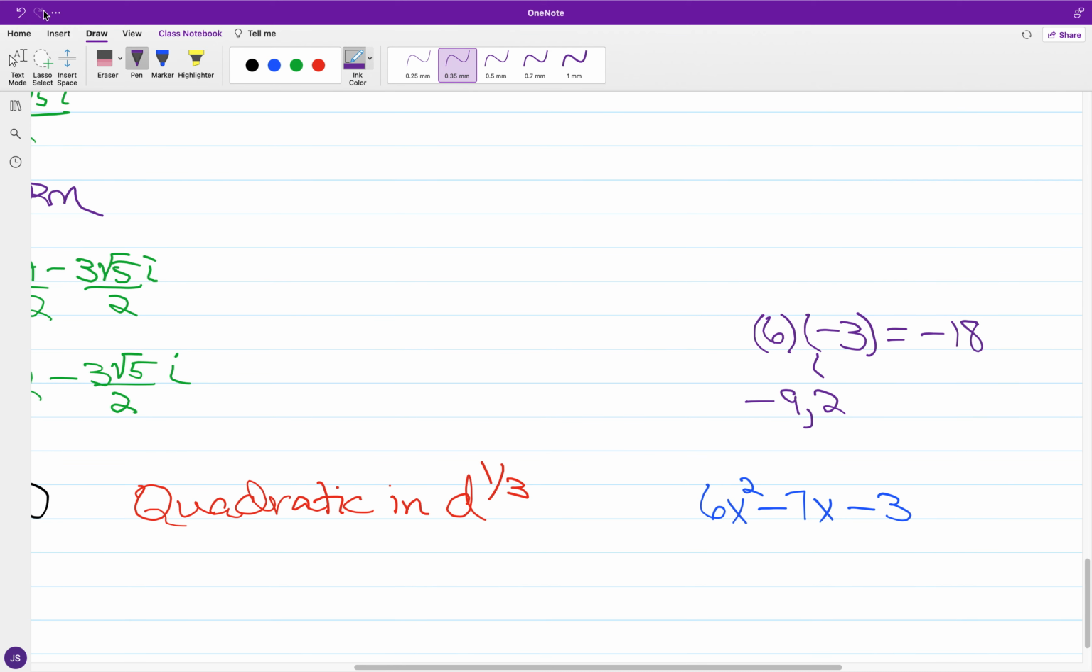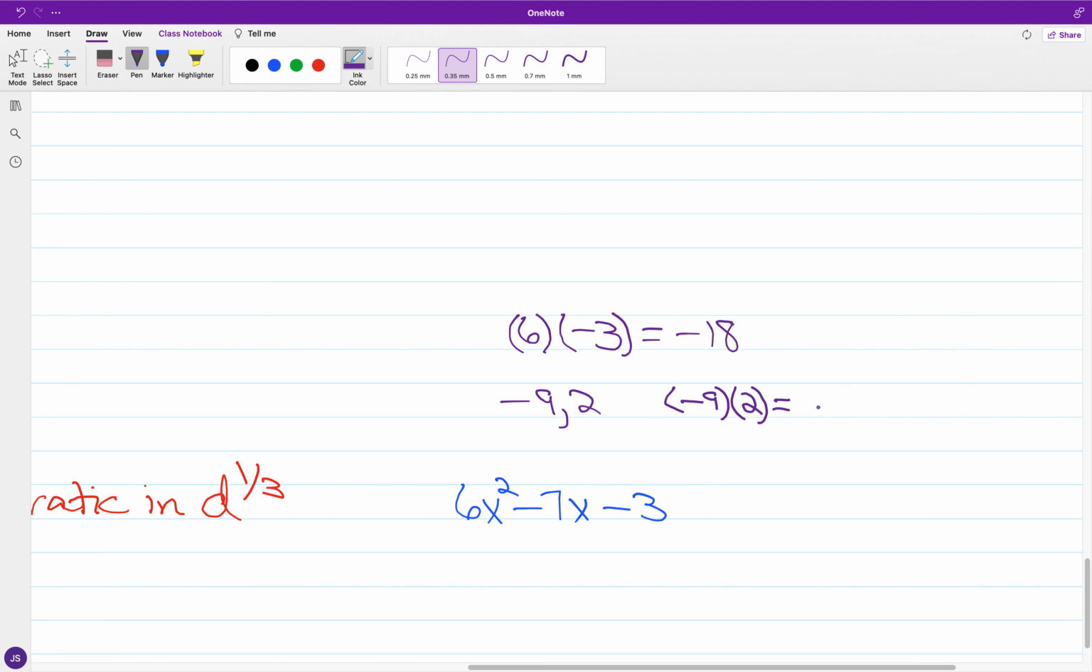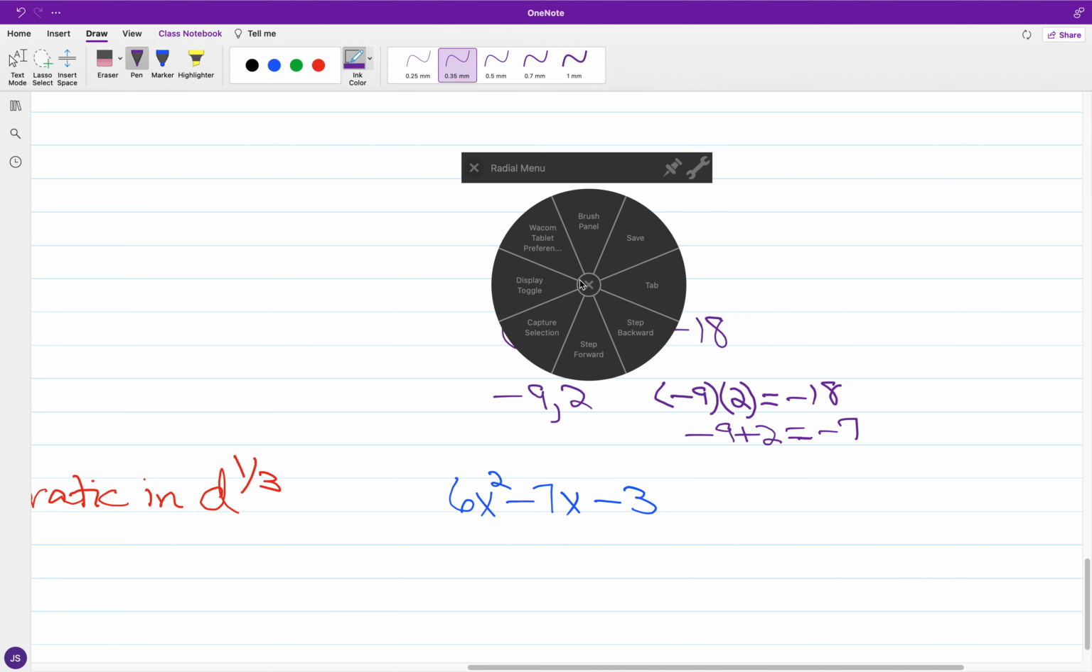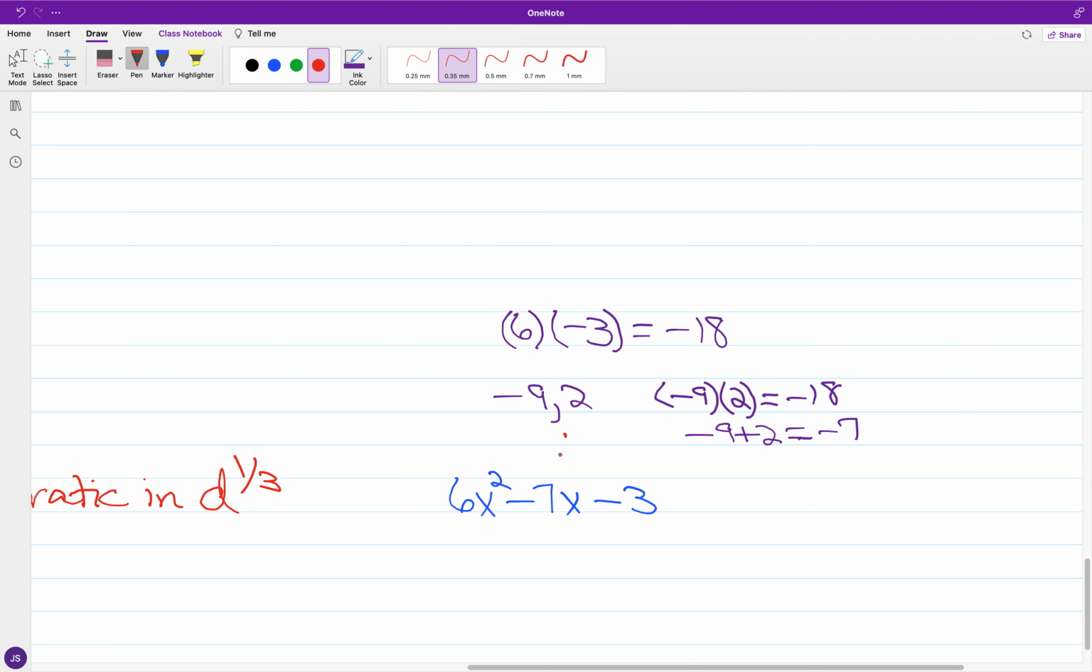Again, negative 9 times 2 is equal to negative 18, and negative 9 plus 2 is equal to negative 7. So this is the combination of coefficients that we seek. And upon splitting up, we can say we have 6x squared minus 9x, plus 2x minus 3.